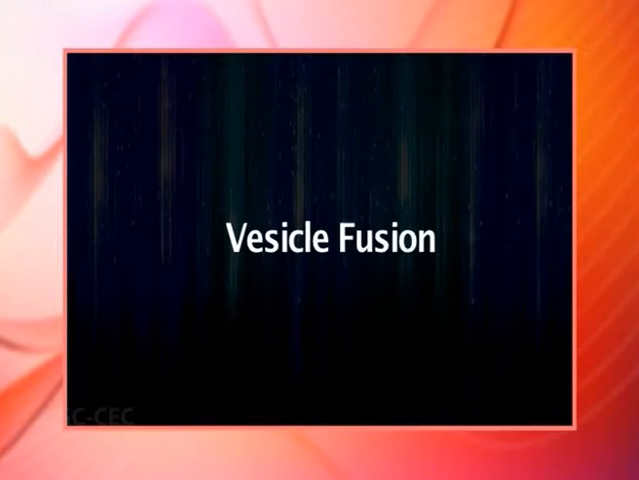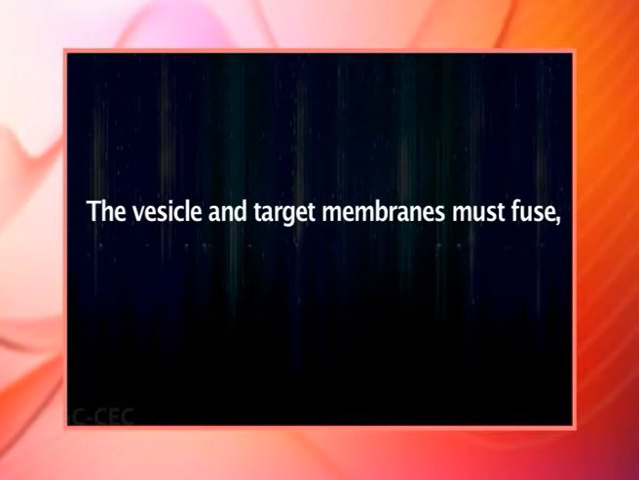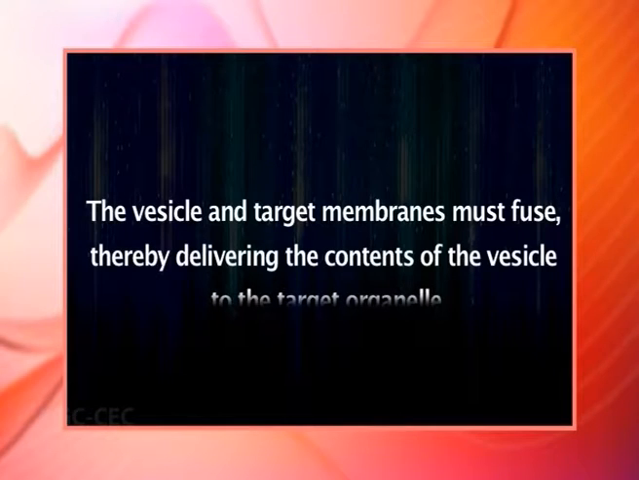Now the vesicle fusion. The fusion of a transport vesicle with its target involves 2 types of events. First, the transport vesicle must specifically recognize the correct target membrane. For example, a vesicle carrying lysosomal enzymes has to deliver its cargo only to lysosomes. Second, the vesicle and target membrane must fuse, thereby delivering the contents of the vesicle to the target organelle.